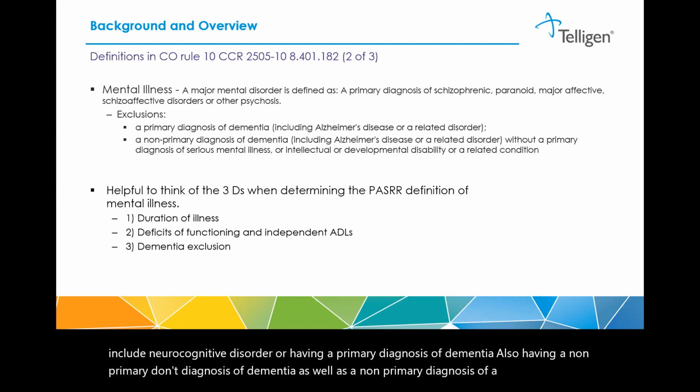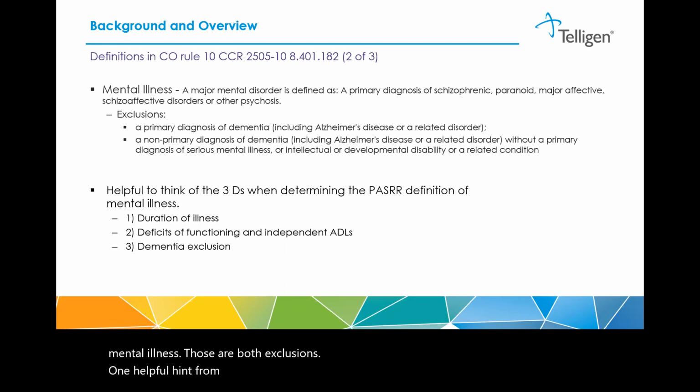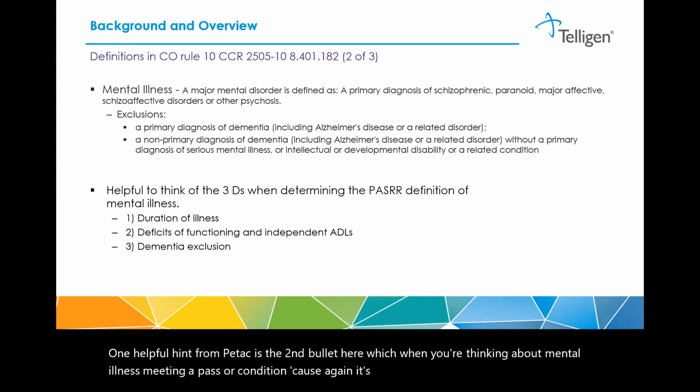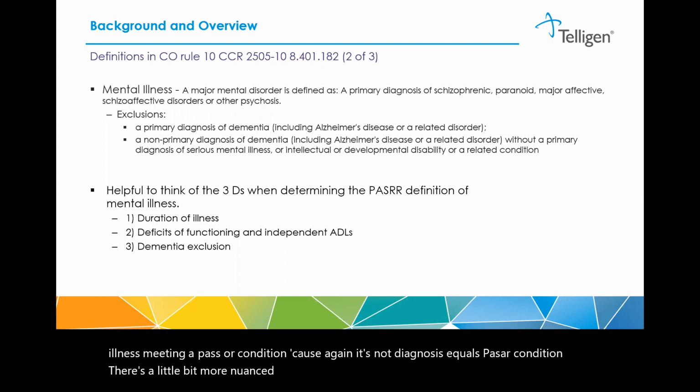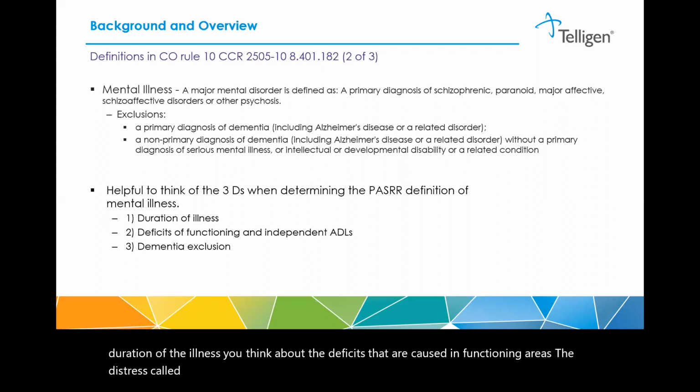Those are both exclusions. One helpful hint from PTAC is the second bullet here, which is when you're thinking about mental illness meeting a PASSR condition, because again, it's not diagnosis equals PASSR condition, there's a little bit more nuance to it. The 3Ds are helpful to remember. You think about the duration of the illness, you think about the deficits that are caused in functioning areas, the distress caused, or the distress resulting in someone's life, as well as knowing, again, that a dementia exclusion does exist as well.